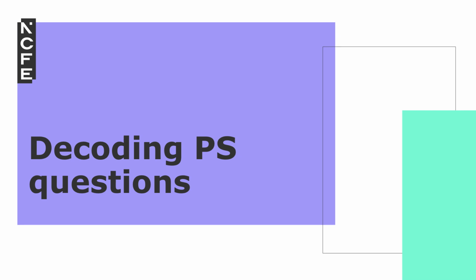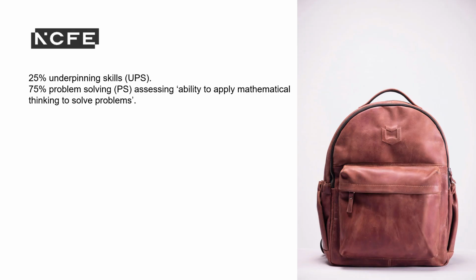NCFE Learner Toolkit recording is on decoding problem-solving questions. The weightings for all functional skills assessments are 25% for underpinning skills. So this is the ability to do calculations when not as part of a problem. And then 75% of the marks in your functional skills assessment come from problem solving, which we abbreviate to PS.